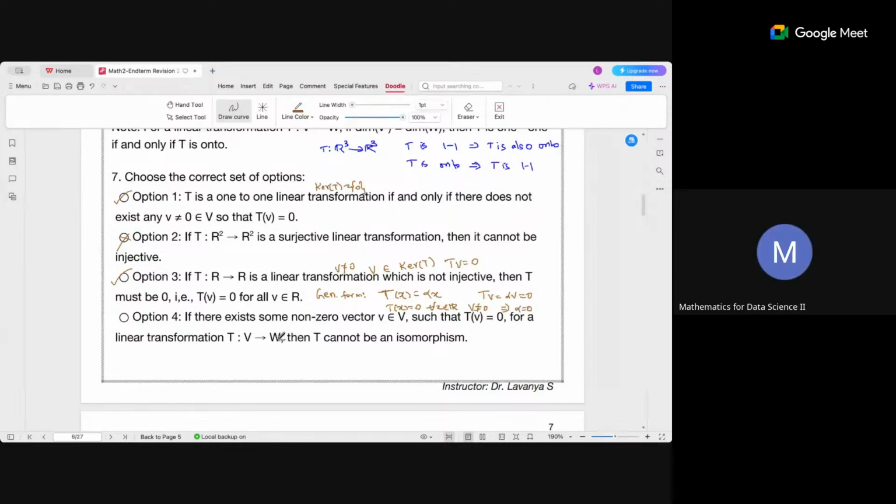Now the next statement: if there exists some non-zero vector V in V such that TV is equal to 0 for a linear transformation T from V to W, then T cannot be an isomorphism. What does this first part tell you? It tells you that the kernel is not just 0, because there exists a non-zero vector in the kernel. So T is not injective, which means T is not 1 to 1. If it is not 1 to 1, it cannot be an isomorphism, right?